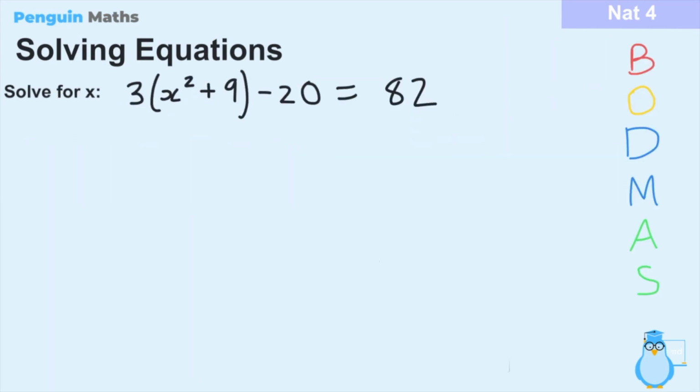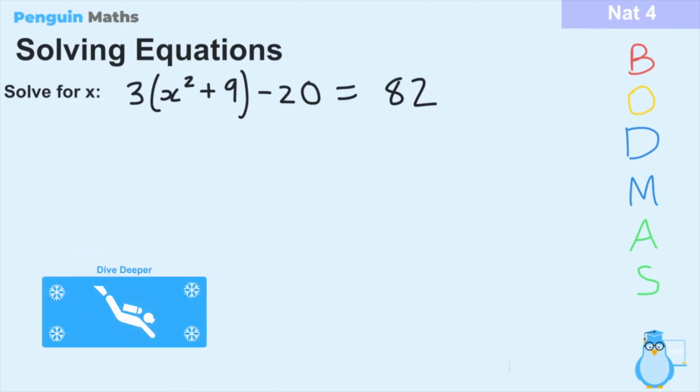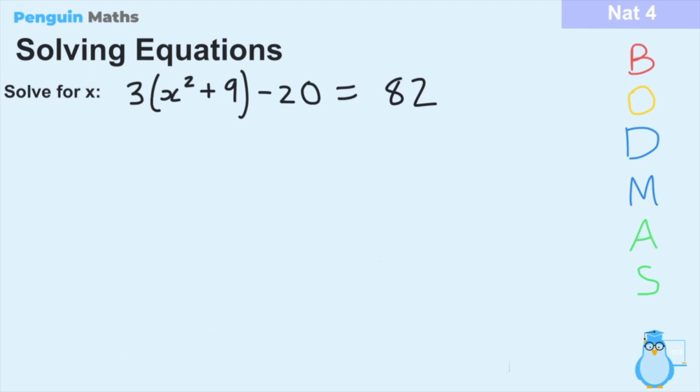Okay, so have a look at this final example here. An example like this is more complicated than you're going to get in the National 4 exam, so if you can do this and follow along with me, then your algebra and equation skills are more than fine to sit the exam. So we're being asked to solve for x once again, and our equation this time is 3, then we have a set of brackets, and inside we have x squared plus 9, outside the bracket minus 20, and all of that is equal to 82.